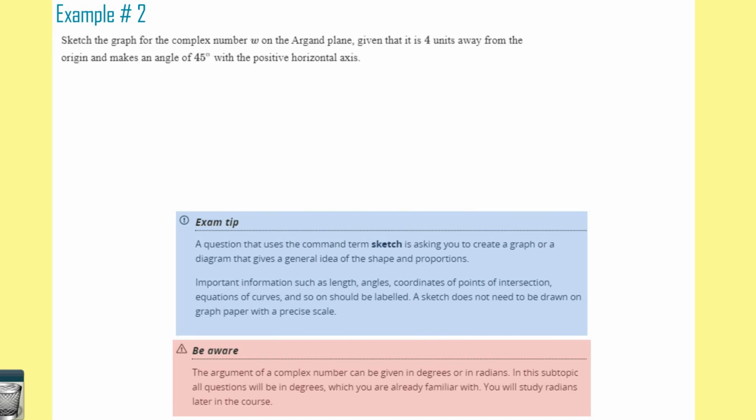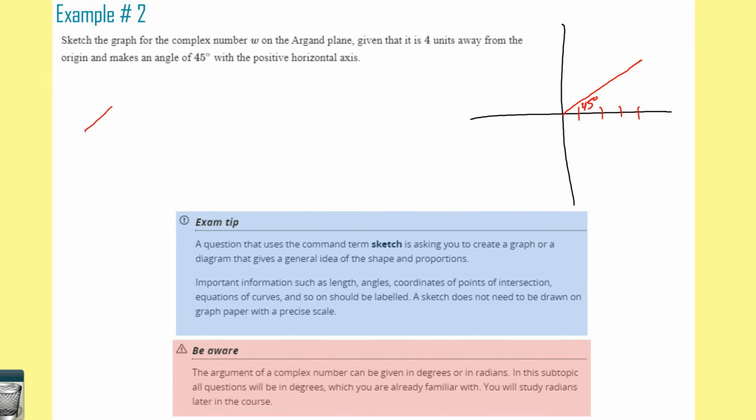Example 2: sketch the graph of the complex number in the Argand plane, given that it's 4 units away from the origin and makes an angle of 45 degrees with the positive horizontal axis. That's a mouthful. We want to graph that it's 4 units away from the origin, and I want a 45-degree angle with the positive x-axis. So I want to go this way and make 45 degrees.